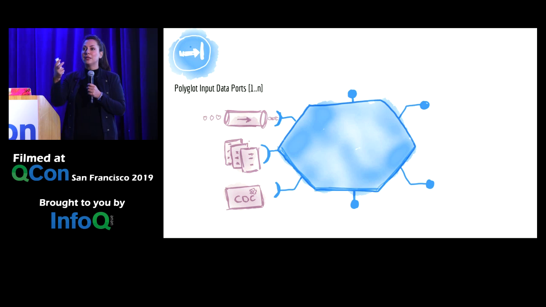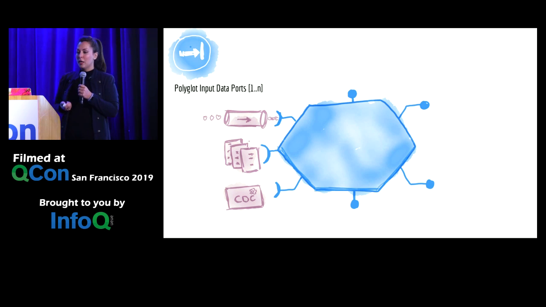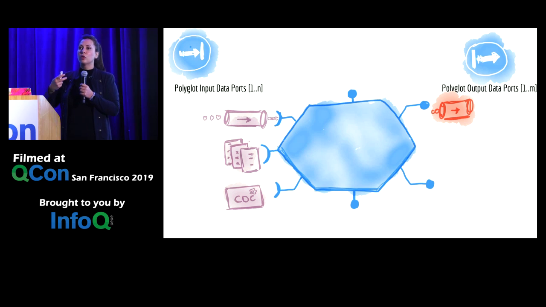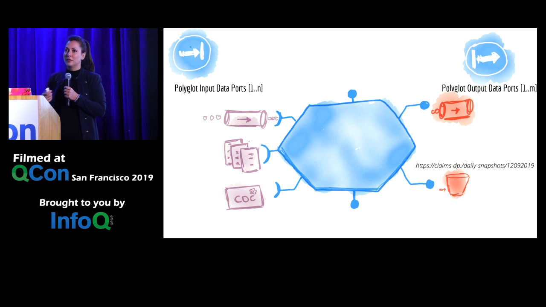They can be, depending on how they're consuming the data from the upstream systems or upstream data products. They have a bunch of polyglot output data ports. Again, it could be streams. This is the data that they're serving to the rest of the organization. It could be files. It could be SQL query interfaces. It could be APIs. It could be whatever makes sense for that domain as a representative of its data.